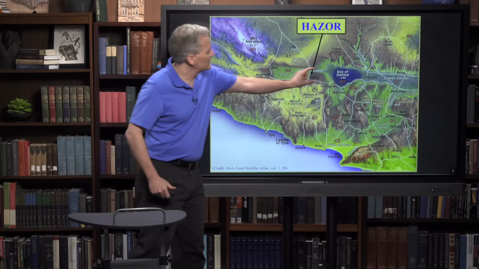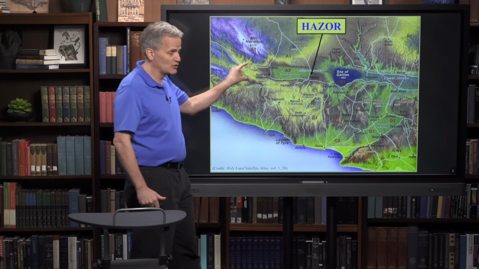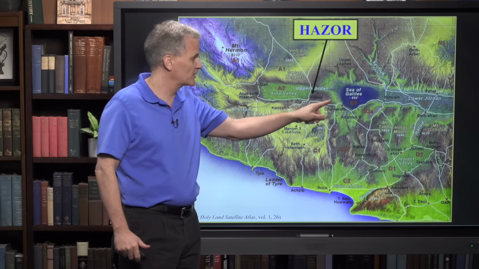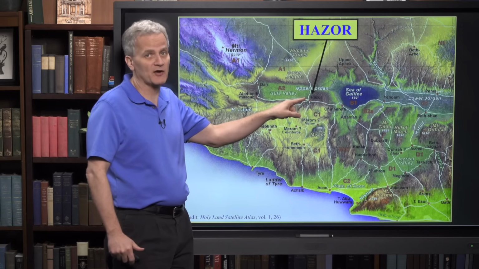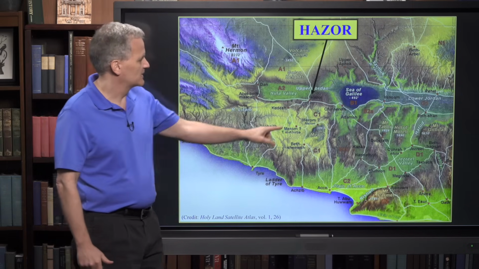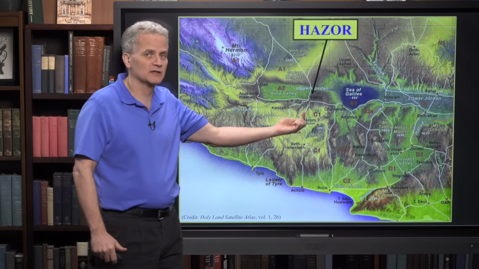Hazor is located here in the Jordan Rift Valley. That's this, going from south to north, this Rift Valley, with the Sea of Galilee here, and Hazor is located right there, close by. So Hazor would have been in a very arid, hot climate in antiquity. It's obviously in the north. It's one of the northernmost points in the land of Israel.